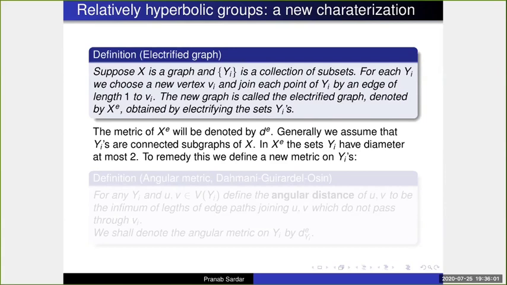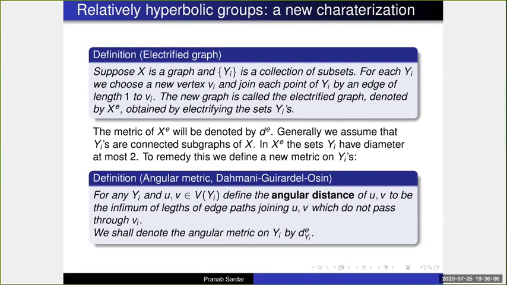I have lost a lot of information. So, to remedy that, we do the following. This new notion is due to Hamenstädt, Girardel and Osin in a very famous recent paper, but the term angular metric I learned from a paper by Mj and Hamani. So what is this? We had the electrified graph, and Yi's are of course sets of diameter at most 2. But we are defining a new metric now. So what is this new metric?